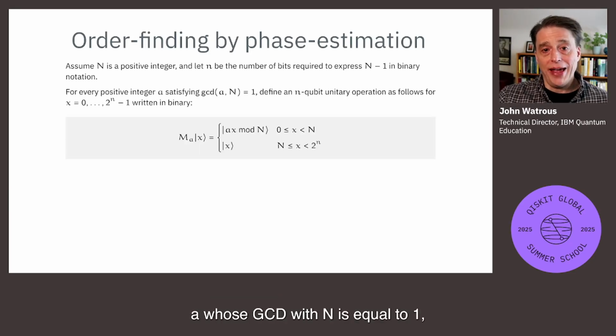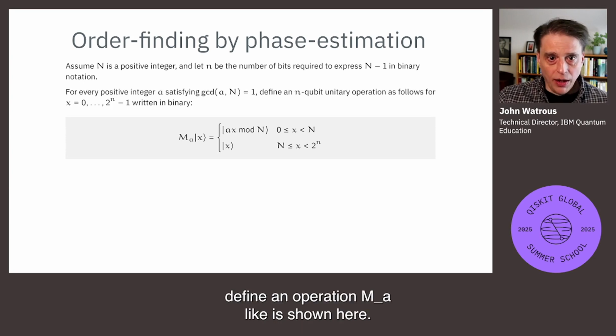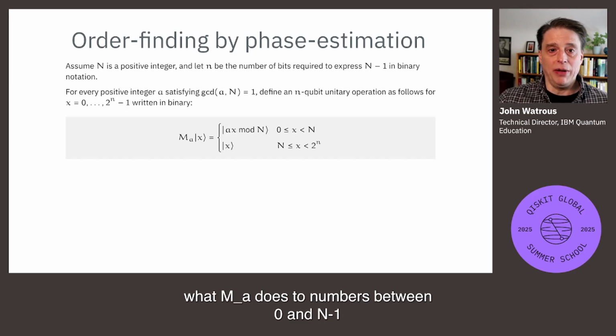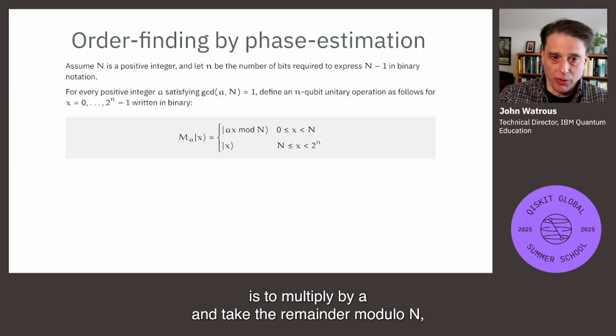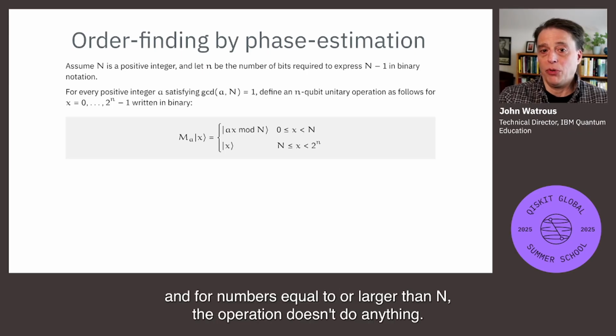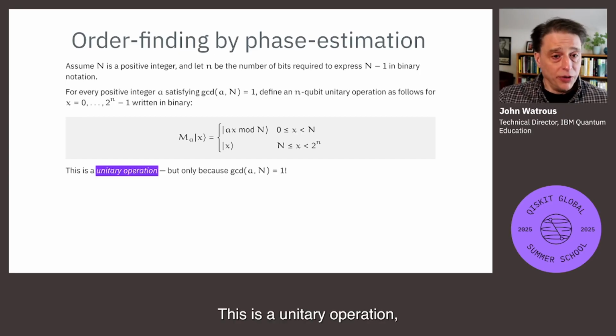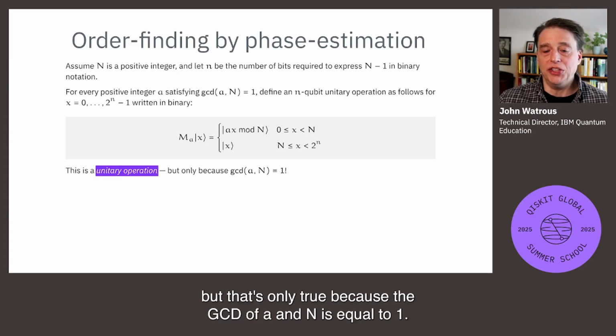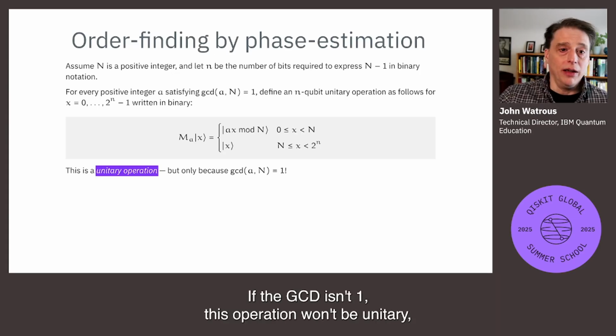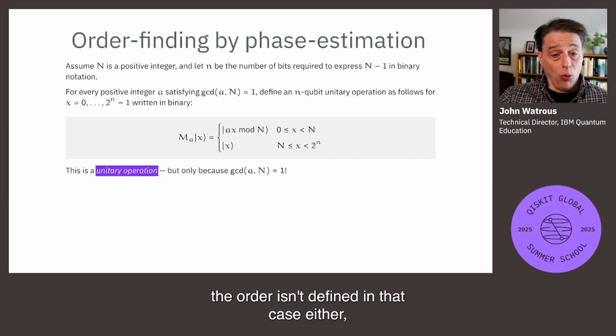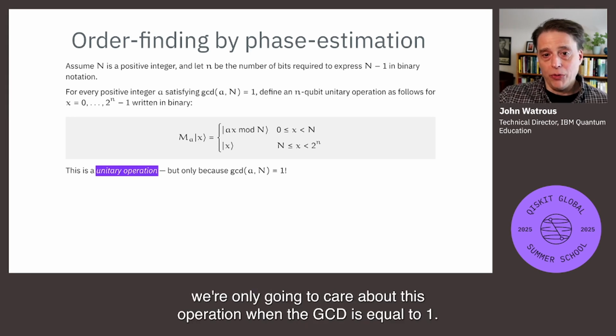Next, for any integer a whose GCD with N is equal to 1, define an operation M_a like is shown here. In words, what M_a does to numbers between 0 and N-1 is to multiply by a and take the remainder modulo N, and for numbers equal to or larger than N, the operation doesn't do anything. This is a unitary operation, but that's only true because the GCD of a and N is equal to 1. If the GCD isn't 1, this operation won't be unitary, but we don't care about that. The order isn't defined in that case either. We're only going to care about this operation when the GCD is equal to 1.